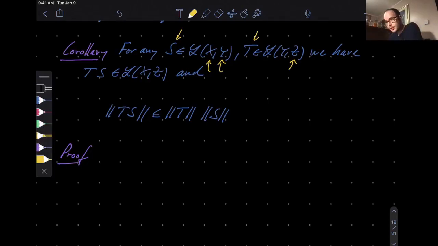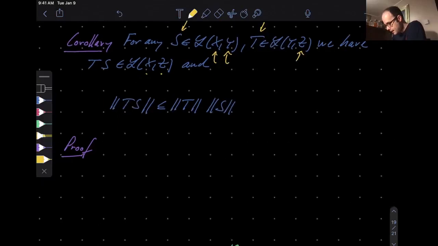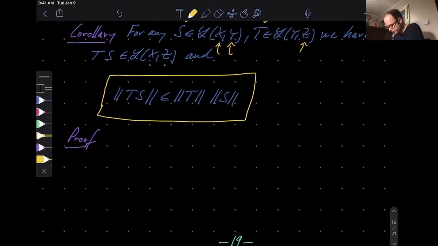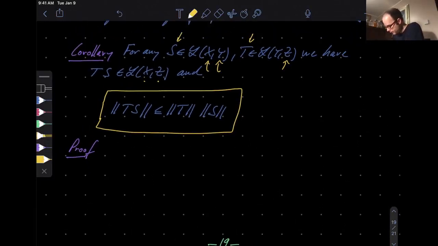Then you can look at the composition, very much like in real analysis you can look at the composition of two functions. So if you think about this, the composition in this order, S first and then T last, will be a map from X to Z. Now the claim is that this is actually a bounded linear transformation from X to Z, and I have this cute little inequality for the operator norm of the composition. This is what one usually calls submultiplicative.